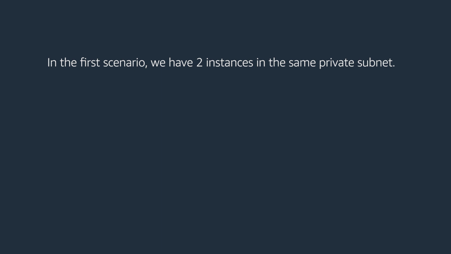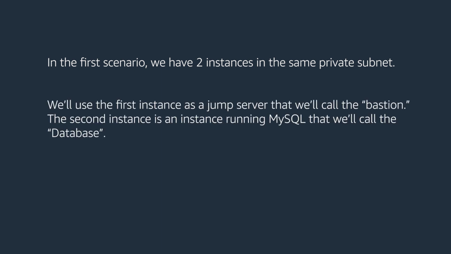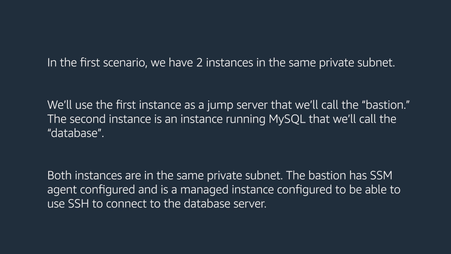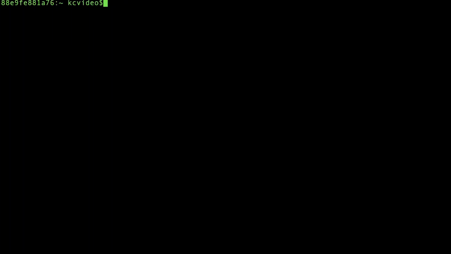In the first scenario, we have two instances in the same private subnet. We'll use the first instance as a jump server that we'll call the Bastion. The second instance is an instance running MySQL that we'll call the database. Both instances are in the same private subnet. The Bastion has SSM agent configured and is a managed instance configured to be able to use SSH to connect to the database server. We'll create an SSH tunnel from our local machine's terminal.